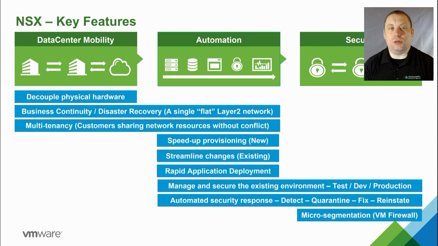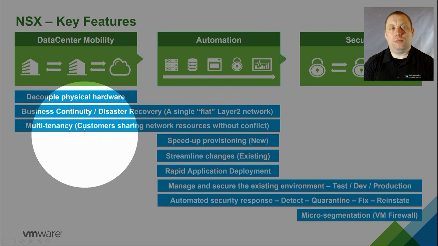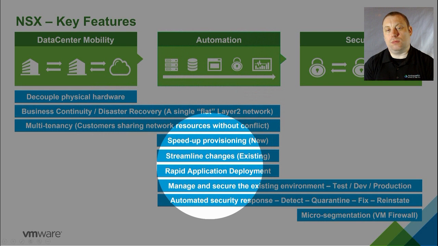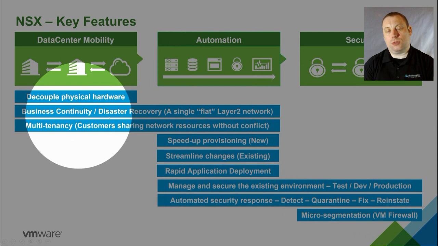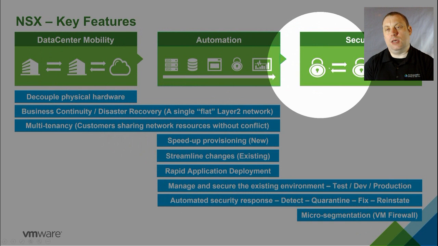I'm going to break them into three categories. The first one is data center mobility, which touches these here. Some of them also fall into the automation category, and some of them end up in the security category. Essentially, I'm going to talk to you about 10 use cases or capabilities and how they fit into mobility, automation, and security. The first one I'm going to talk about is this one here, decouple physical hardware.